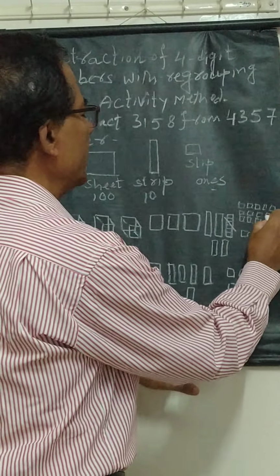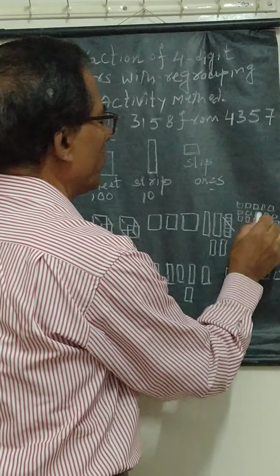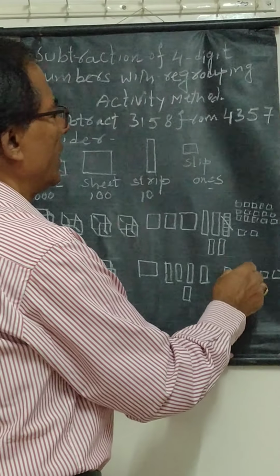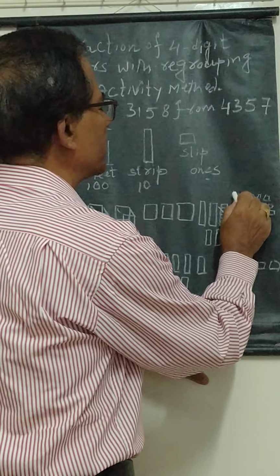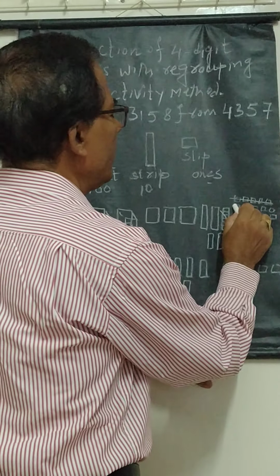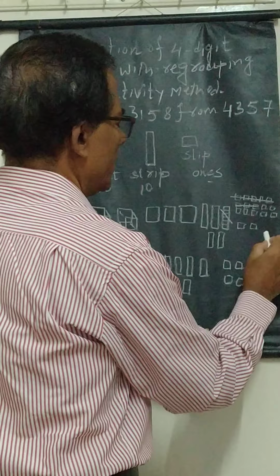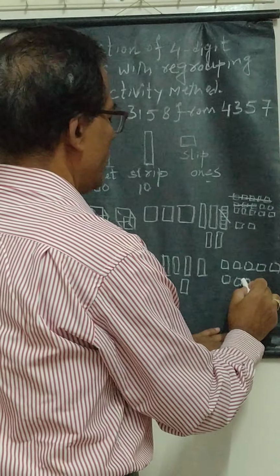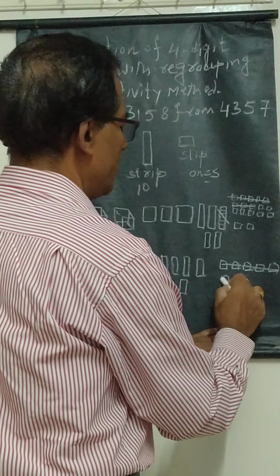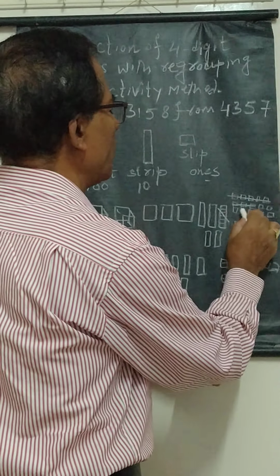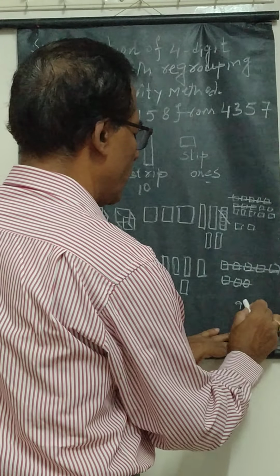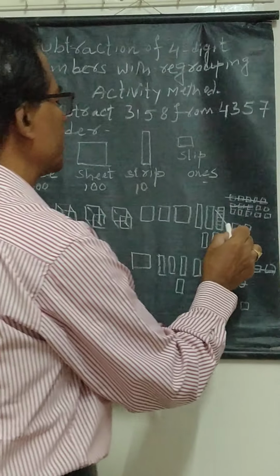Now 10 plus 7, 17 slips. Now from 17 slips you take 8 slips. So cut 1, 2, 3, 4, 5, 6, 7, 8. How much is left over? 9 slips left over.